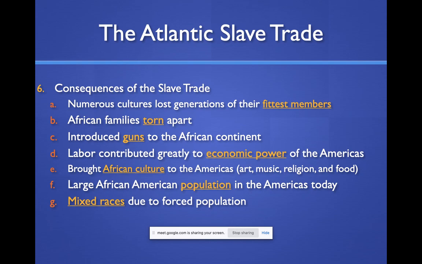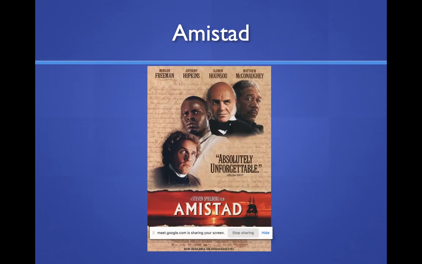It did bring African culture to the Americas. So they brought art, music, religion, food to the Americas. And that has also created a large African American population in the Americas today, including mixed races, especially in South America, where European, South American, Native American, African American cultures are all mixed together through forced population.